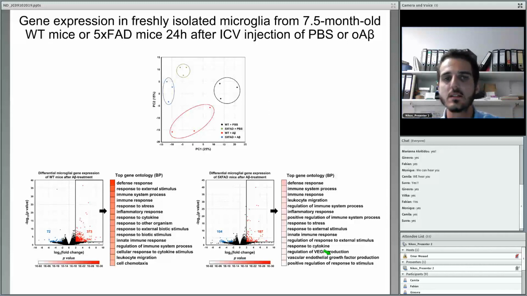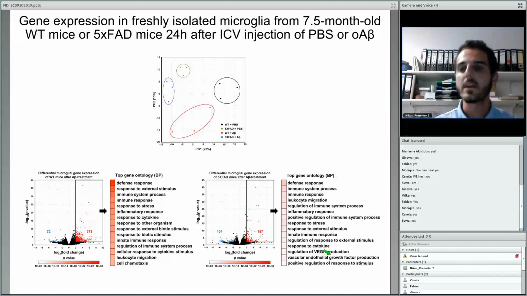So the idea with this is that the wild-type mice see for the first time the oligomeric A beta, while the 5x FAD are already being exposed to A beta peptides, and therefore the microglia will see again oligomeric A beta. Of course, the A beta exposure is still in the animal, so the 5x FAD is always producing the excess A beta.